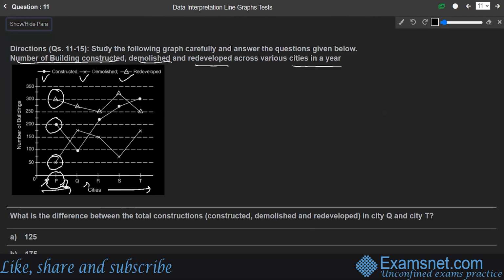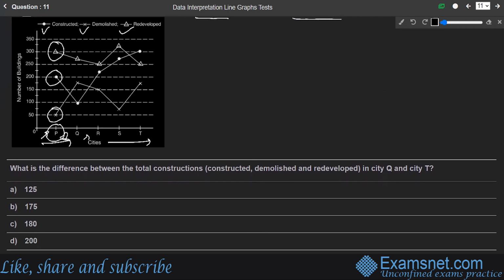Now let us see the question. What is the question asking us? The question says, what is the difference between the total construction, that is constructed plus demolished plus redeveloped, in city Q and city T?